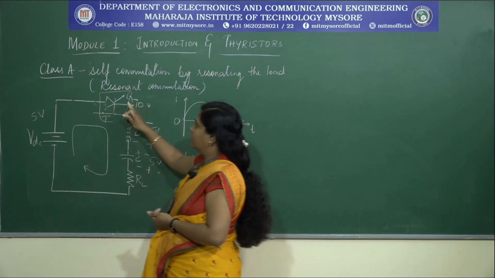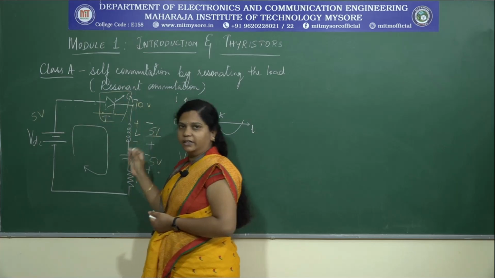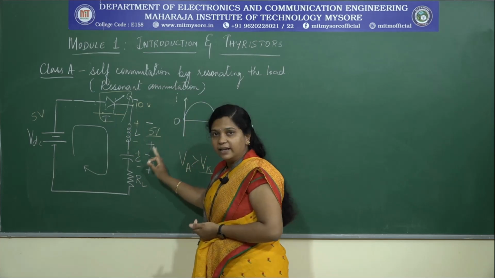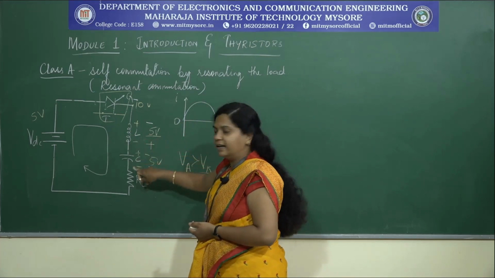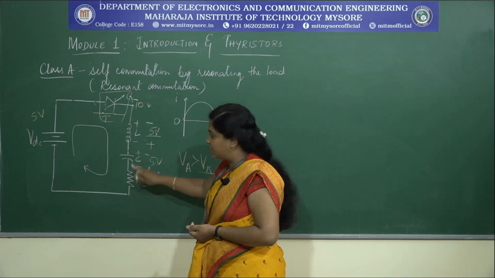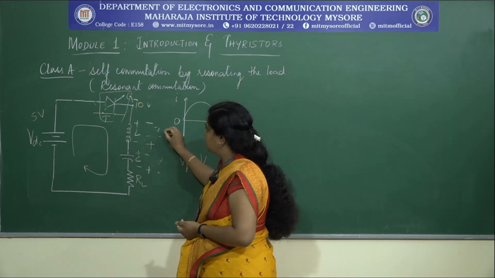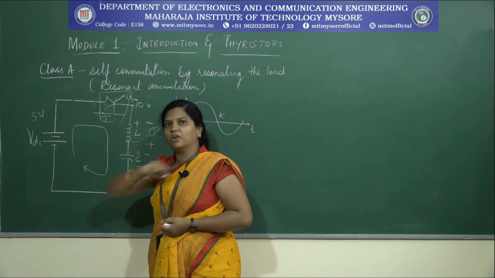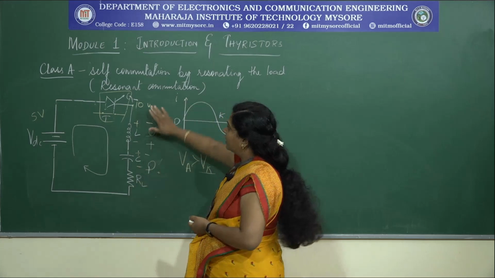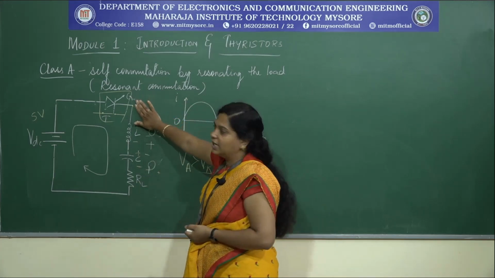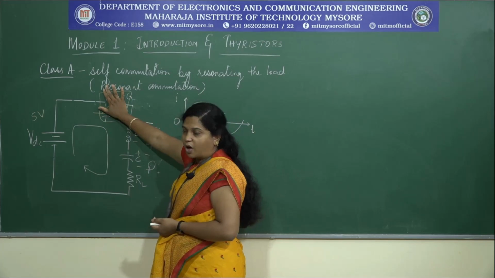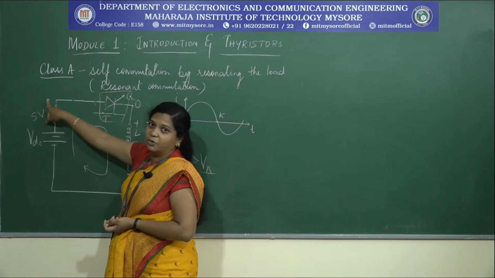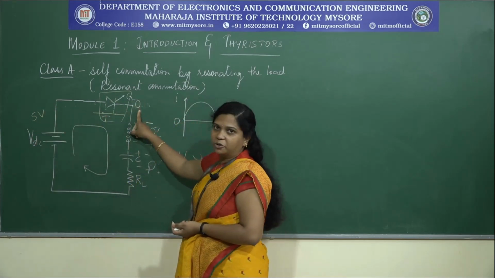Next, again what will happen? This process will continue. After some instant, the inductor has completely released the stored charges and the capacitor completely discharges, then this will come to 0. Why? Because whatever energy was stored, completely it is sent out. So this will again become 0, and the thyristor which was off, when this potential becomes 0, again the anode potential is more than the cathode potential.